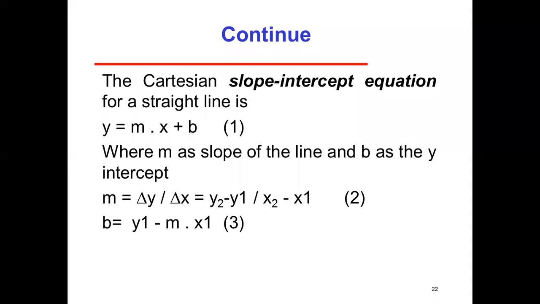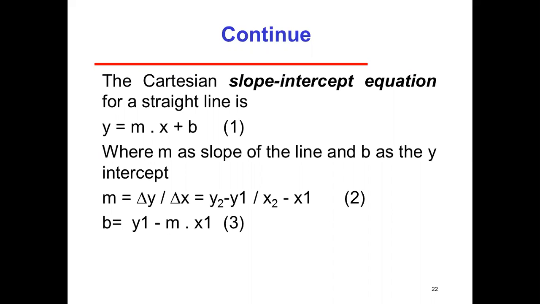The Cartesian slope is the first one. You are already aware of the equation of the straight line: y is equal to mx plus b, where m is the slope of the line and b is the intercept. We can calculate m as delta y over delta x. What is delta y? It is y2 minus y1 over x2 minus x1. So you can calculate the slope of the line here, and b is the intercept, which you can calculate as y1 minus m x1.